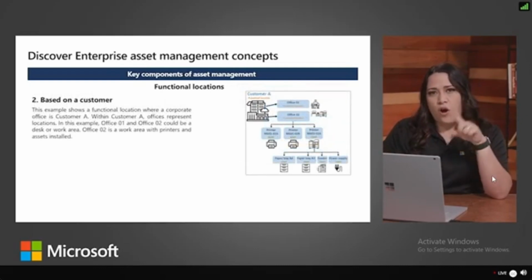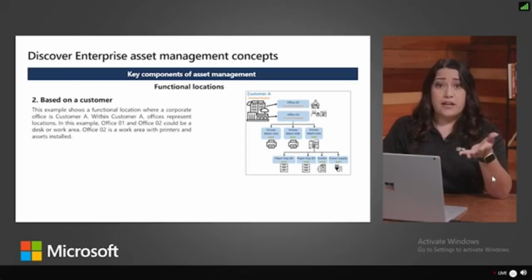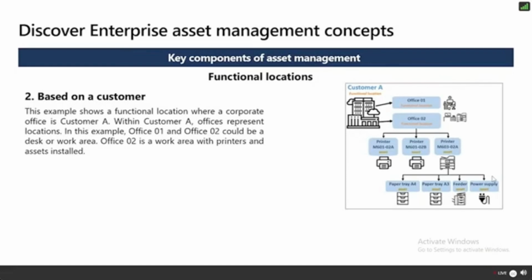But it doesn't always have to be based off of a location. If you wanted, you could choose to manage your assets by customer. So let's say, for example, you have a customer and they have 2 different offices. And if you actually look at the image that we have here on the screen, each office has their own work center that has printers, printer trays, power supplies, and a number of different assets that go along with it. And it's important to know what assets you have, where they're located, or what customer they belong to. Because depending on your business, you may have to make repairs or perform some type of maintenance.